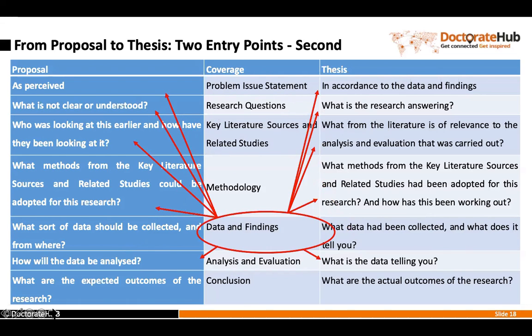The second entry point into the thesis is over the data and findings. Now, one could argue that one first needs to collect data and findings, but in our case, we are working on workplace-based problems, and therefore are immersed in the problem on a day-to-day basis, which also means we have a relatively clear understanding of the problem as we perceive it.